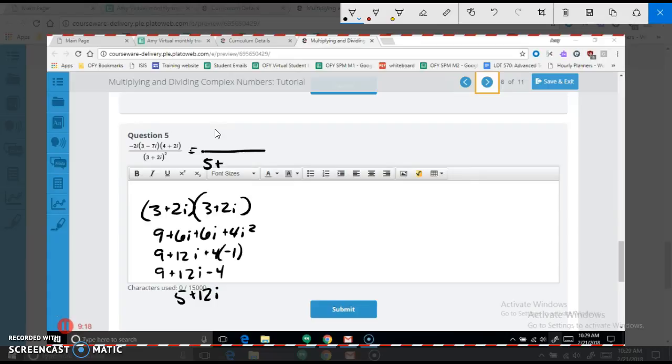So if I have 5 plus 12i here, and you're going to just multiply the top, get whatever you get, and then we're going to multiply the top and the bottom by 5 minus 12i, because that's the conjugate.